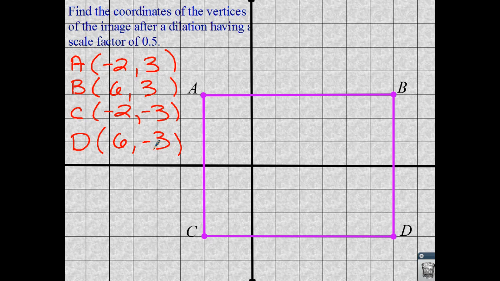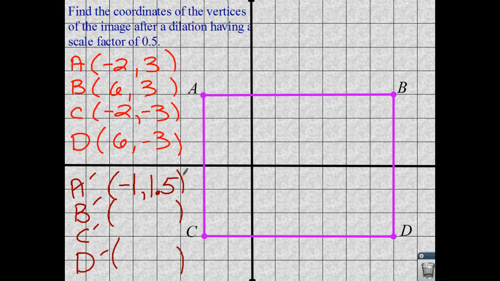Let's get the primes, and then we'll graph them. I'm just going to do this real quick for you for the sake of time. All right, cutting them in half. Half of -2 is -1. Half of 3 is 1.5. B is half of 6 is 3, and half of 3 is also 1.5.